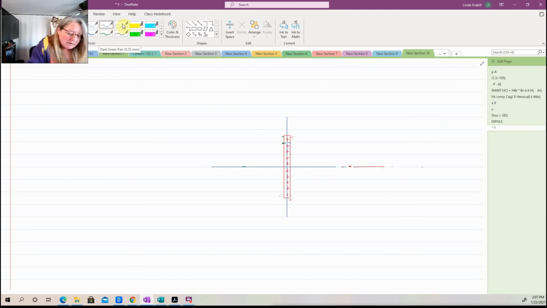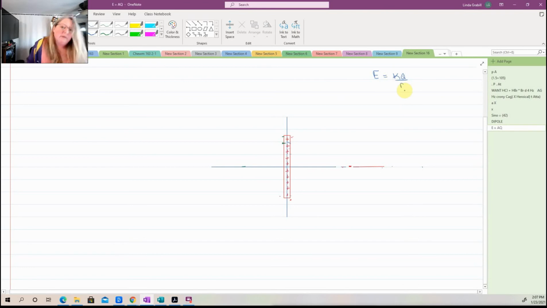So I want to remind ourselves of a couple of things. We have our fundamental definition of an electric field is kQ over r squared. And that still holds true. And the other thing is that symmetry is our friend. Let's write that over here. Just remind ourselves. Symmetry, we like it.